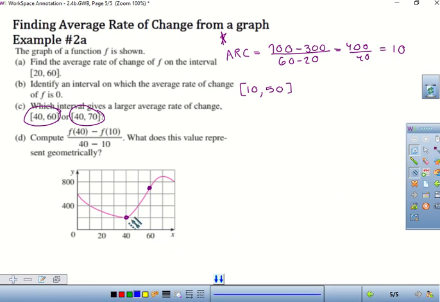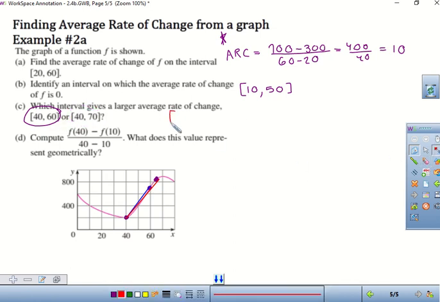So from 40 to 60, that line would look something like this. And then we'll do 40 to 70. So from 40 to 70, that line would look something like this. So it's a little bit hard to read because they're so similar. But from 40 to 60 is actually a little bit steeper, okay? So we're going to go with 40 to 60 as our answer.